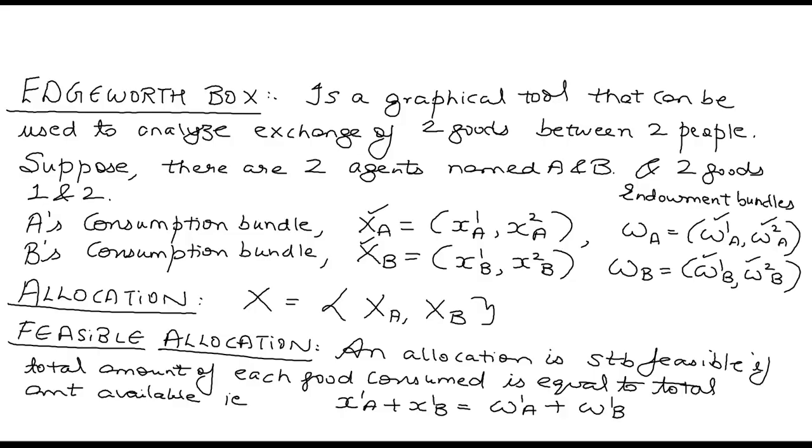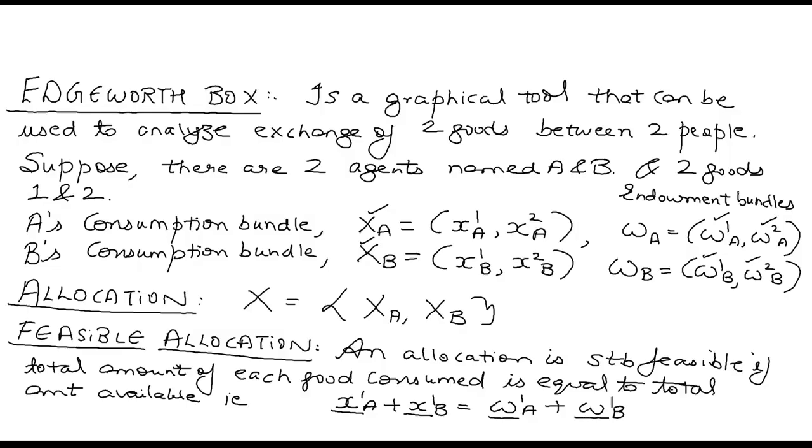So, an allocation is said to be feasible if the total amount of each good consumed, if I talk about good 1, the total amount of good 1 consumed by A plus the total amount of good 1 consumed by B, is equal to the total amount of good 1 available in the economy. Now, what is the total amount of good 1 available in the economy? The total amount of good 1 available with A plus the total amount of good 1 available with B.